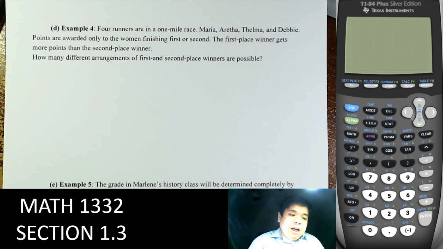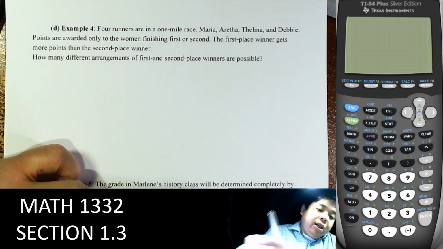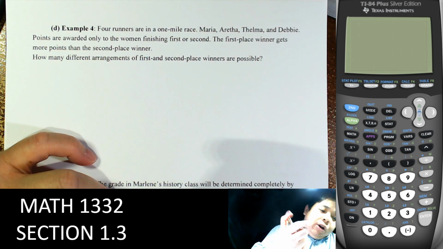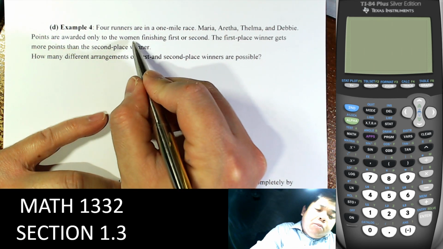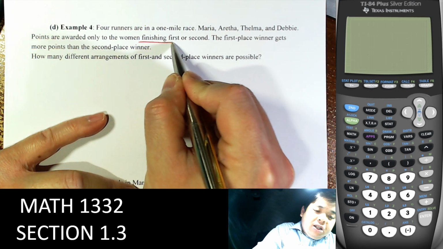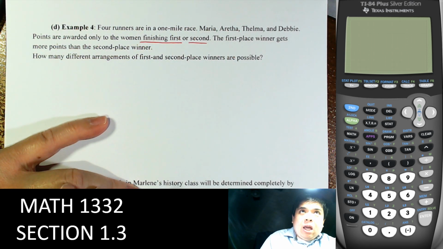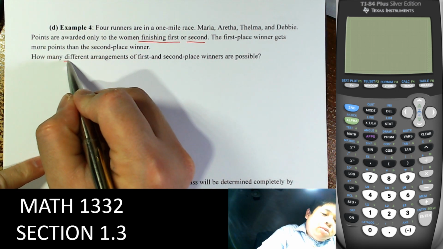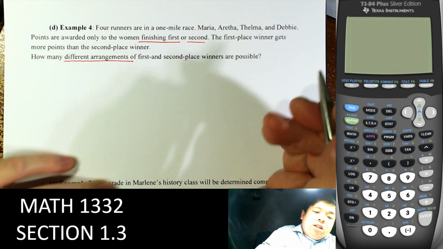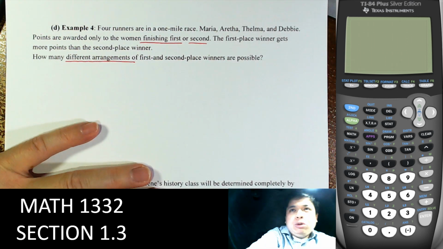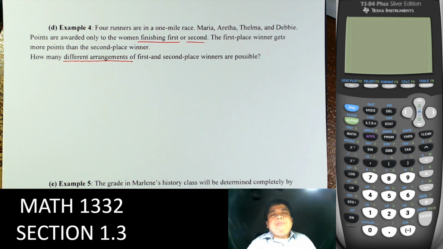Next, there are 4 runners in a 1 mile race: Maria, Rita, Thelma, and Debbie. Right? There are 4 people, right? And the points will be awarded to the people that finish in first or second. The first winner gets more points than the second. Alright? How many different arrangements of first and second winner are possible? Right, so think about this. If there are 4 of them, right?